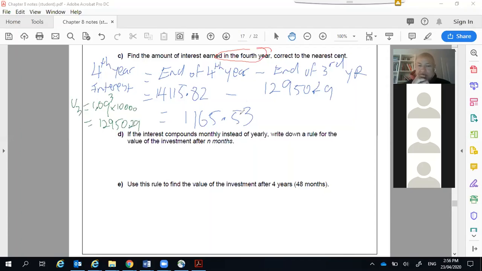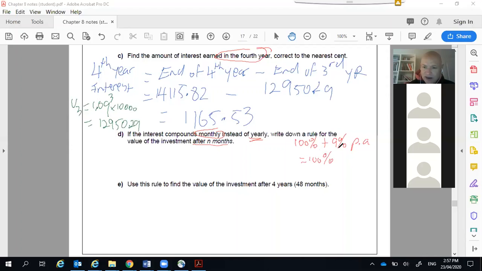Okay, part D says if the interest compounds monthly, instead of yearly, write down a rule for the value of the investment after n months. Okay, so we had the 100% and we were adding 9% per annum. So that was per year, per annum means yearly, but we want it monthly. How many months are there in a year? 12.